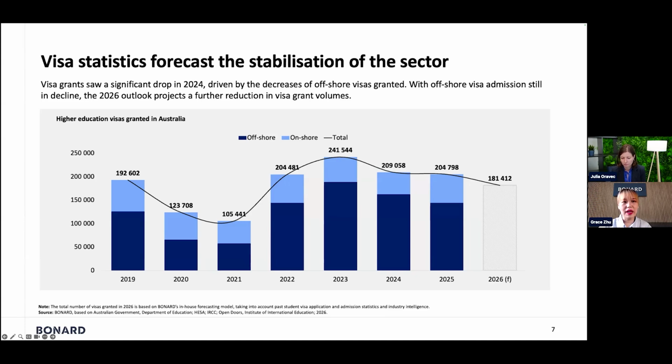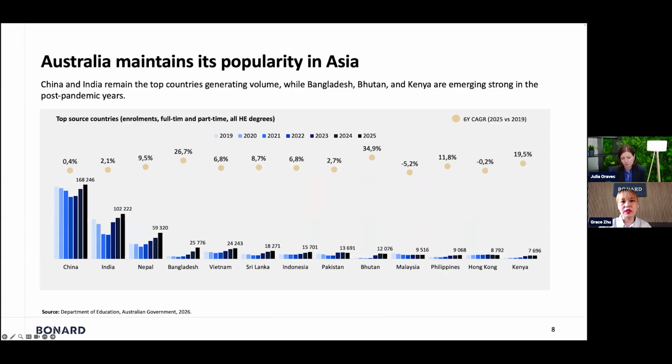If we take a look at the next slide, it's one of the most important for understanding future housing needs. Here we can see that Australia remains highly popular in Asia. China and India are still the volume generators, but the growth engines are coming from somewhere else. If we take a look at the 6-year figure, Bangladesh is up 27%, and Bhutan is up nearly 35%. Nepal, which is already at a high volume, also shows strong growth at 9.5%. On the other hand, China's growth has stagnated at just 0.4%. It's impacted by the rise of alternative education hubs within Asia.